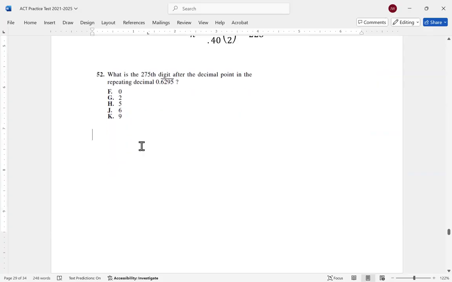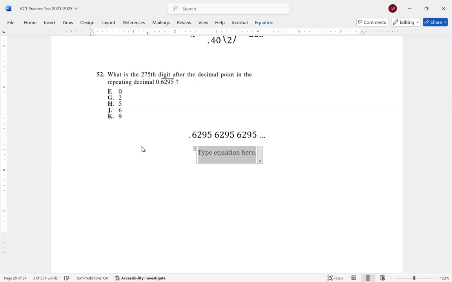Question 52. What is the 275th digit after the decimal point in the repeating decimal 0.6295, all repeating? Well, when we talk about 0.6295 repeating, we get 0.6295, and then there's another copy of 6295, and then there's another copy of 6295. So every 4 decimal places we're repeating, okay?